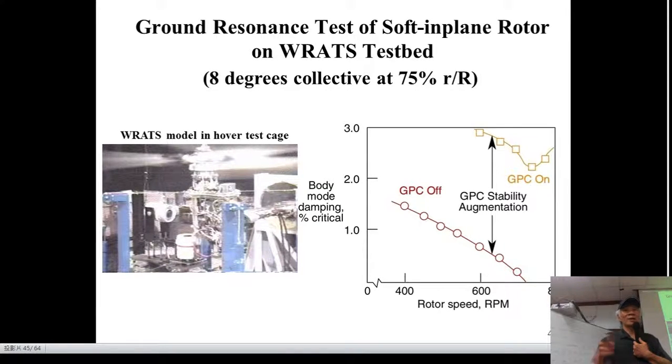A good pilot will avoid that problem. They simply control their rotor blade angles, and then it's okay. But if you have a GPC built in, then he doesn't have to worry about it. Okay? All right. So that's proof to you that the GPC works for the RADS testbed.